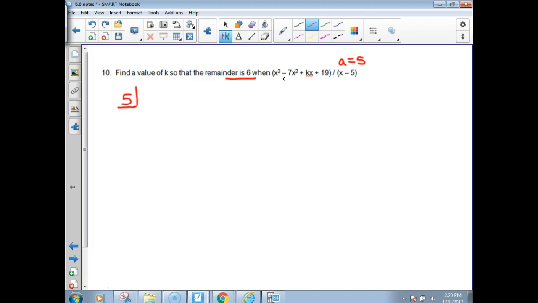So this is way number 1. 1, -7k, and 19. And then where's the remainder go? Way under the 19. Great. So you guys are understanding this setup. We drop down the 1. We start multiplying by 5. 5 times 1 is 5. We add that with negative 7 and get negative 2. Then we multiply 5 times negative 2, put that under the k, which is negative 10. And then we add vertically, and that'd be k minus 10.